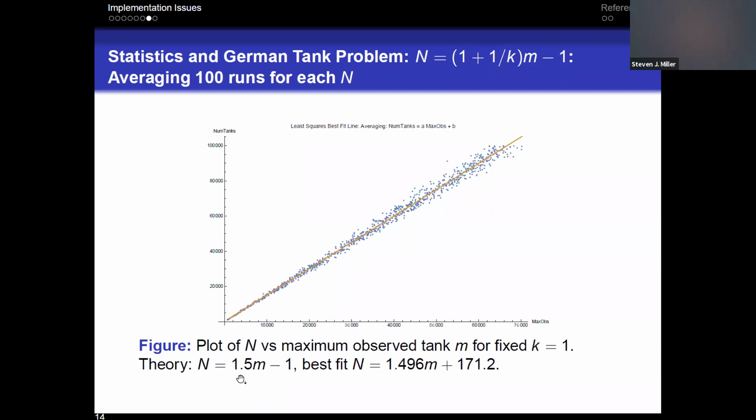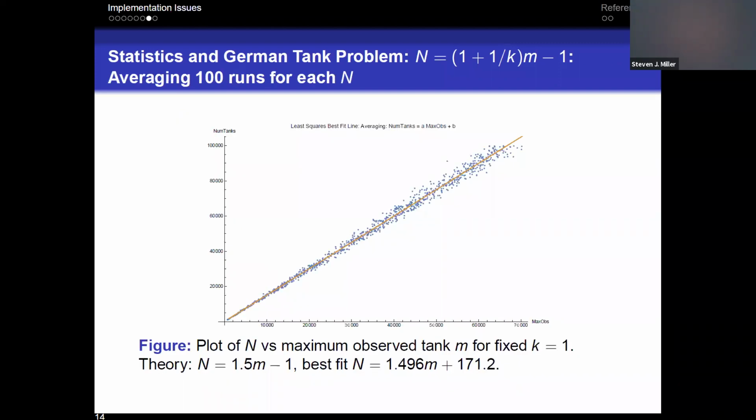And now, theory is 1.5 m minus 1. We get 1.496 m plus 171.2. So again, as always, we're not doing a great job on the constant term, but we're doing phenomenal on the slope. By doing this level of averaging, we're in great shape.